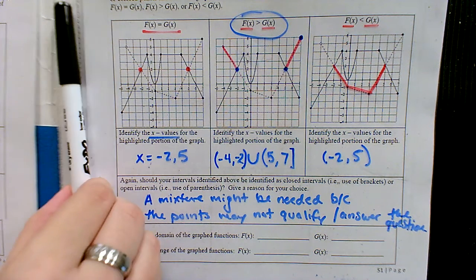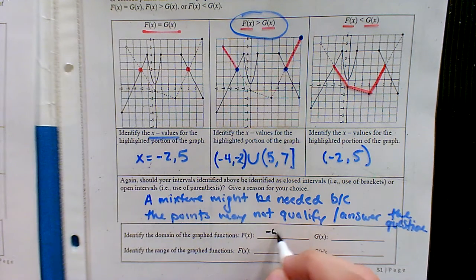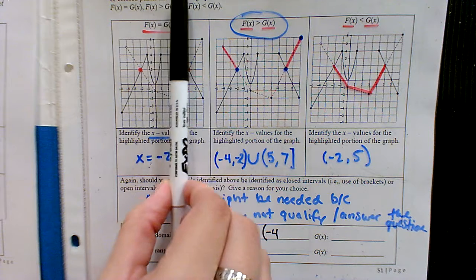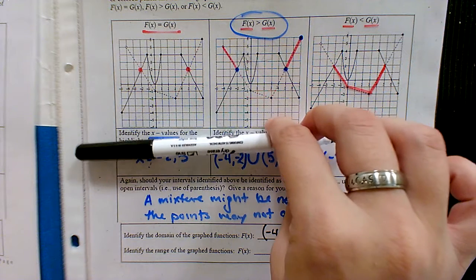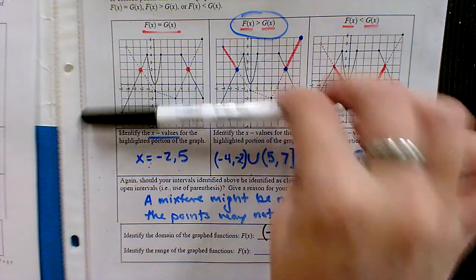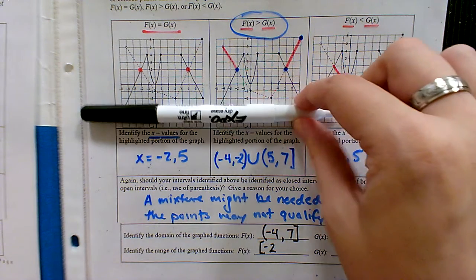So in terms of the dotted graph, it looks like we start at -4, and there's an open circle, so we need that parenthesis. And as you keep dragging your pencil on the dotted graph, it looks like it ends at 7, and there's a closed dot there, so we would need a bracket. Let's now focus on the range. Going from low to high, start dragging your pencil. It looks like we start at -2. There's a closed dot there, so we can use a bracket.